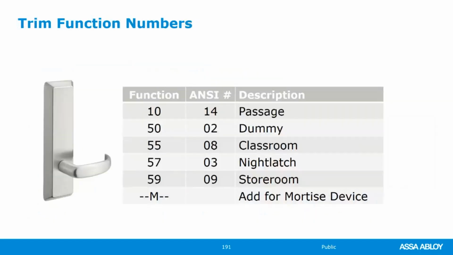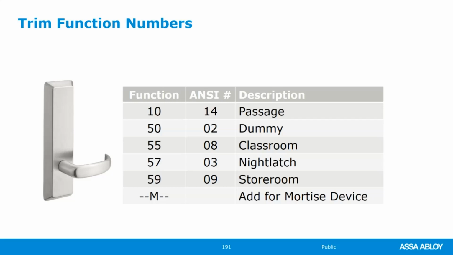Corbin Russwin's functions. Again, their standard passage is a 10. Our dummy is a 50. Our classroom is 55. Our night latch is a 57. And our storeroom function is a 59. If you add an M in between the lever and the function, that will tell you that it's a Mortise type device.